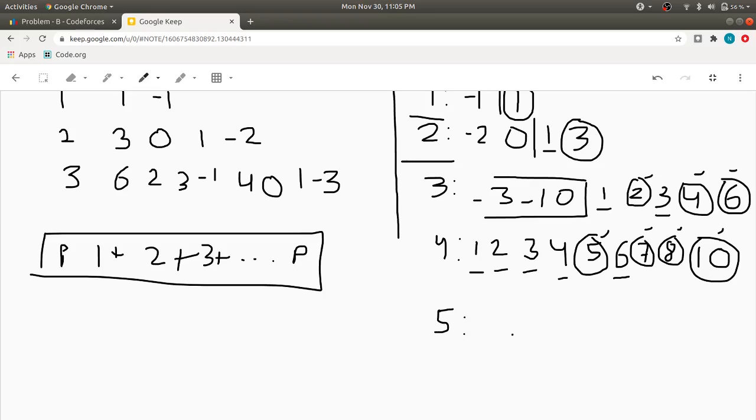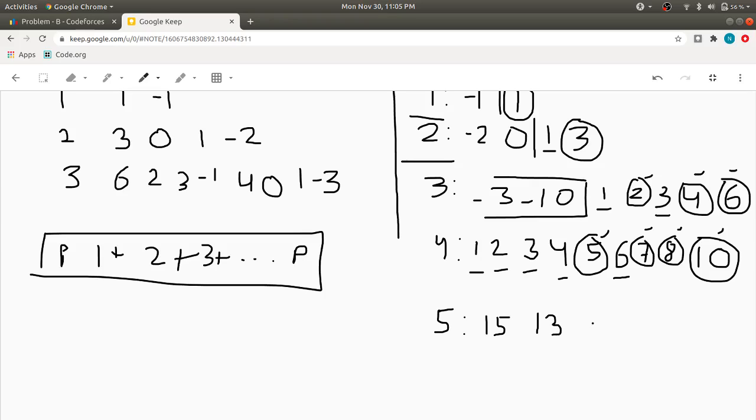So we need to calculate from here. For 5 the maximum term will be 1 plus 2 plus 3 plus 4 plus 5, which is 15, so I'll write 15 here. My 15 is a new term. Other than 15, what will my new term be? I'll skip 14 and go to 13. My new term will be 13.